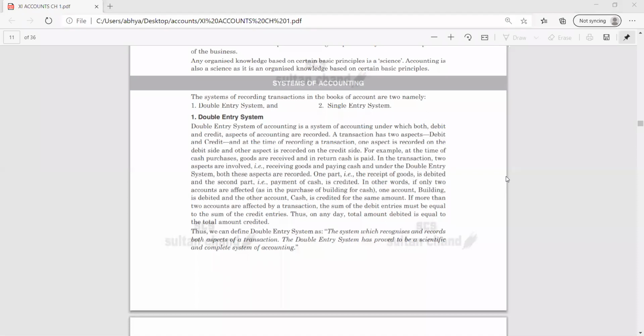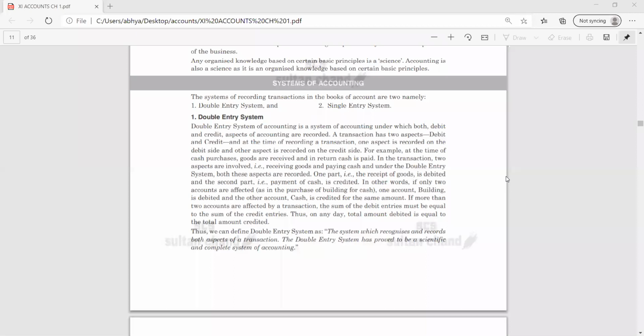Yes, Ankita, please tell me which two aspects are there when we are going to deposit money in bank. When we deposit money in bank, the two aspects are bank account and cash. Very good. So one must be increasing and the other must be decreasing. Which is increasing and which is decreasing? The bank account is increasing and cash is decreasing.